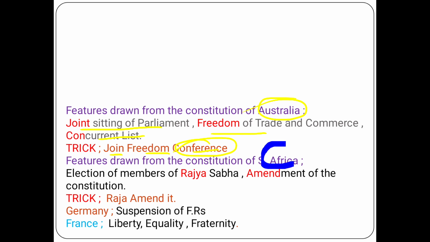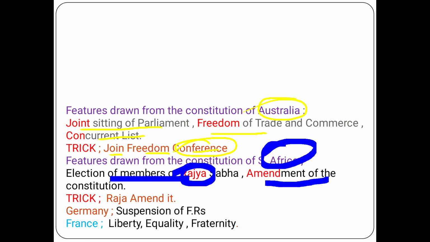Features drawn from the Constitution of South Africa. Election of members of Rajya Sabha, amendment of the Constitution. Trick to remember these provisions is Raja amend it. Raja means election of members of Rajya Sabha. Amend means amendment of the Constitution.